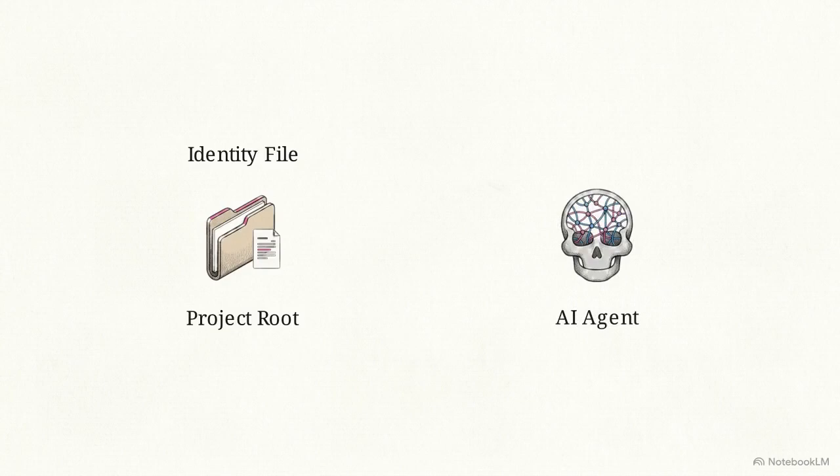The first component is the identity file. By placing a specific text document in the main project folder, we give the AI a set of instructions. When you start a session, the AI automatically finds this file, reads it, and learns exactly how it needs to behave for this specific project.